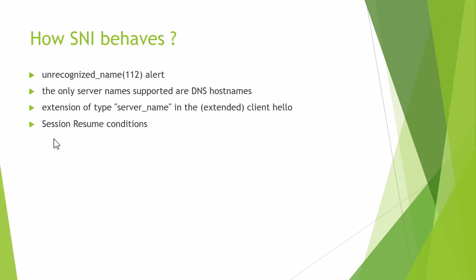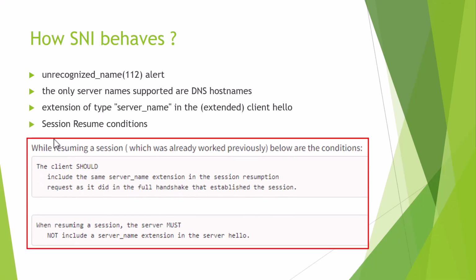Now, let's say a client wants to resume an old connection. In those cases, there are conditions. The condition is that the server name extension provided by the client in the initial full handshake should be the same when it wants to resume the session. Obviously, it makes sense, yeah? When you're trying to make a request for the same website, why would you change the server name? So, this particular thing is okay.